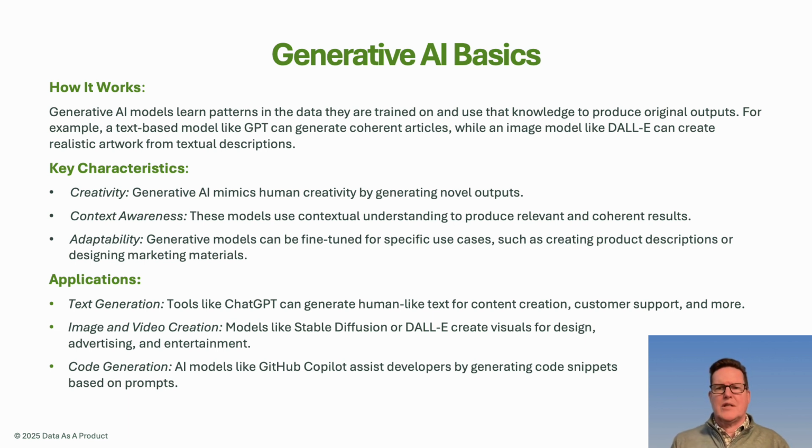We mentioned text generation. Tools like ChatGPT can generate human-like text for content creation, customer support, and other applications. For image and video creation, we use models like Stable Diffusion or DALL-E to create visuals for design, advertising, and entertainment. And AI models like GitHub Copilot assist developers in code generation by generating snippets based on prompts and previous history. Generative AI is rapidly growing and reshaping industries, and it's creating new opportunities for innovation.